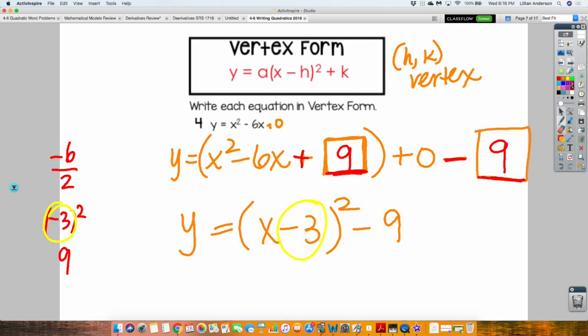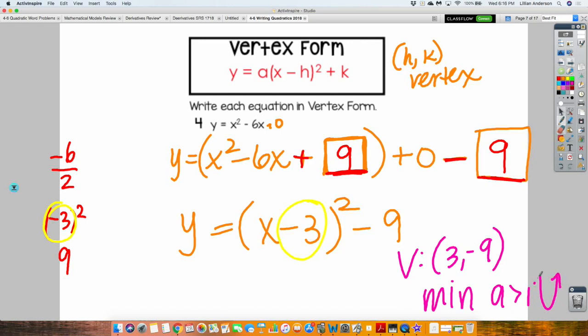You can always check by foiling and subtracting 9 to see if you actually get the standard form. What is the vertex for this problem? It would be 3, -9. Is this a max or a min? It is a minimum, because remember, a is greater than 1. And don't forget about the axis of symmetry, which is always the x-coordinate of your vertex, written as an equation.